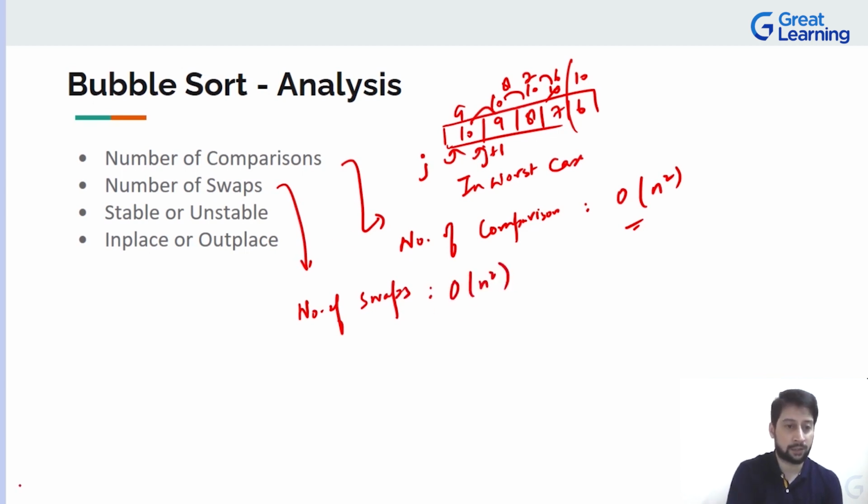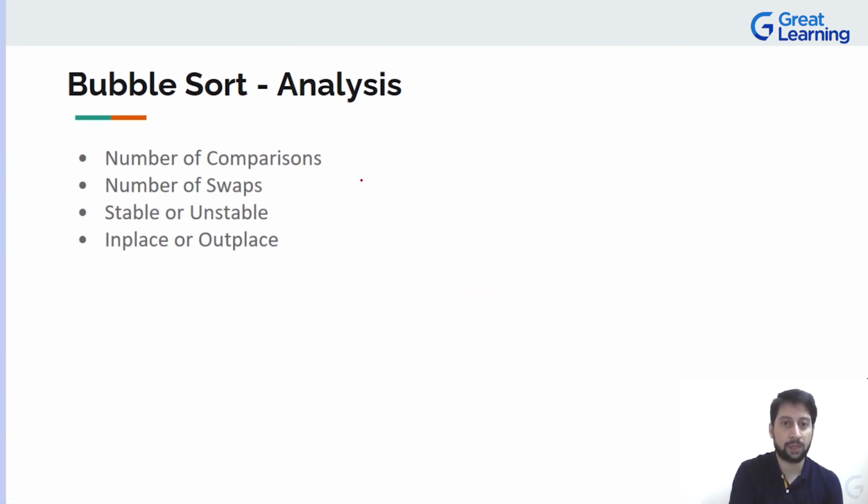So I will just erase everything on screen. So in the worst case, this is big O of n square. And in number of swaps, in the worst case, this is also big O of n square.